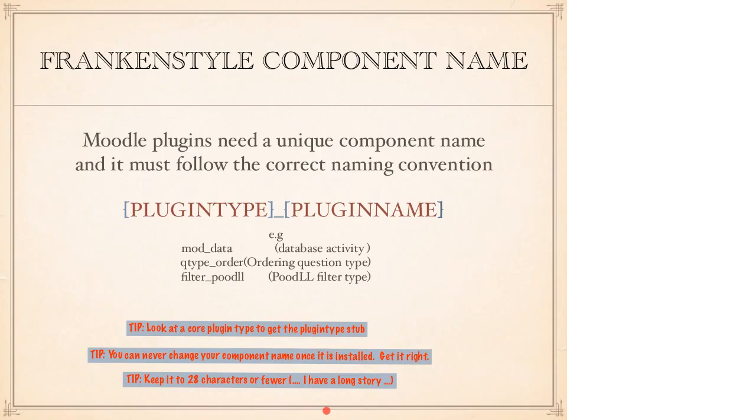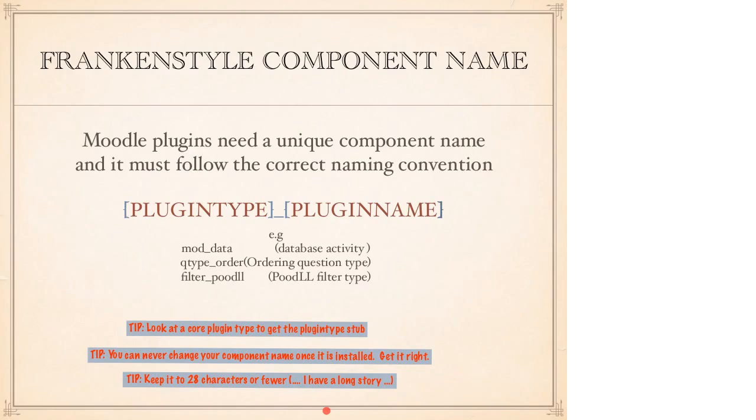Yeah, it's not always clear what that stub should be. Should it be mod or question type or qtype or assign submission or assignsubmission? What should you actually put in there? You can't make it up, so you better get it right. So look at other plugins in the plugin directory for that plugin type. And once you make your component name and you install it, you can't change it again, because Moodle will see that as a new plugin, as a different plugin, and it will wonder where the old one's gone. And this actually happened to me once. I had a big problem related to the next step here.